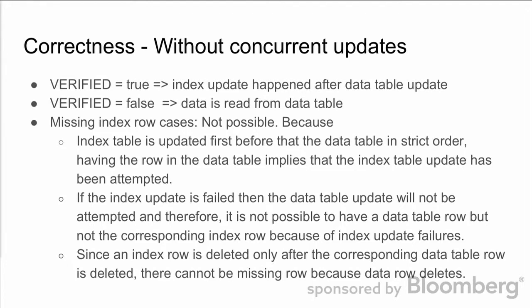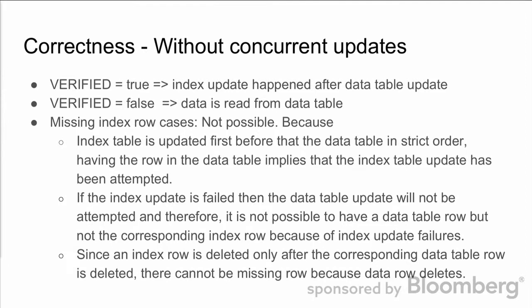So once you read from an index table with verified equal to true, you can assume the row is correct, because this happened after the data table. Because of the ordering, we know that this happened after the data table update. If the verified equals false, and this is without the concurrent updates, we don't even read from the index table. We always go and reconstruct it from the data table.